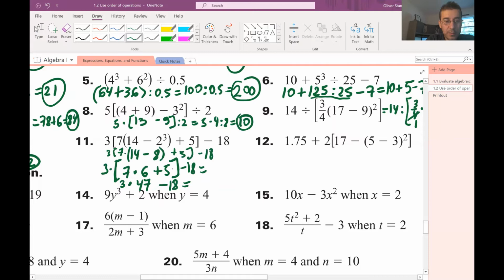Multiplication is going to be done first. So 3 times 7 is 21, 1 and 2. 3 times 4 is 12, and 1, 13, minus 18. This becomes, what, 113? Yes. And that is the answer for number 11.